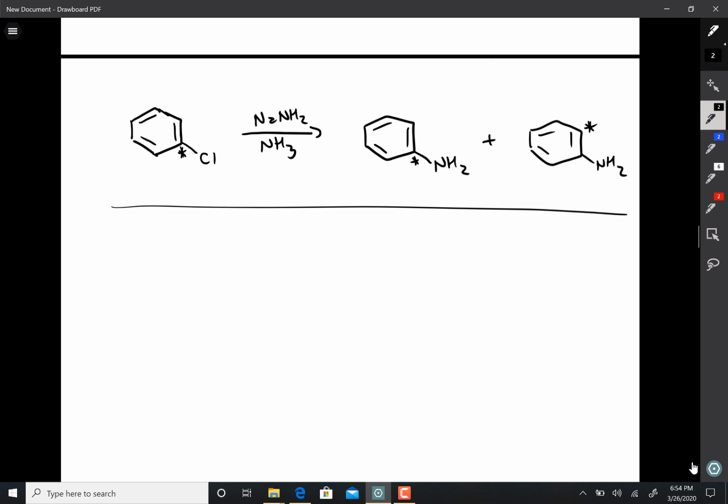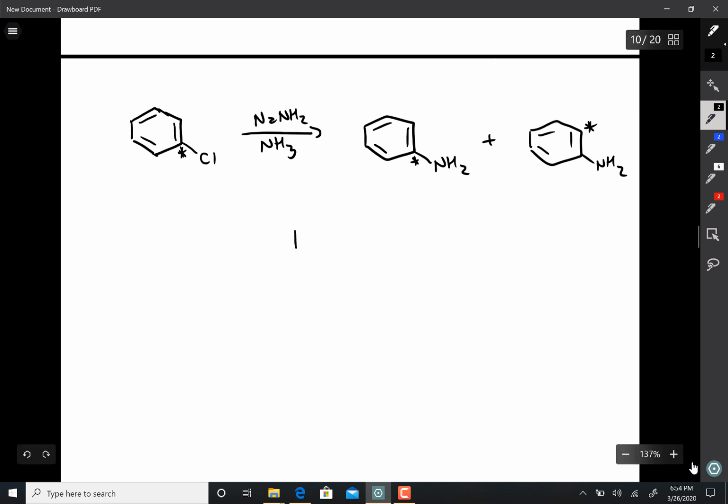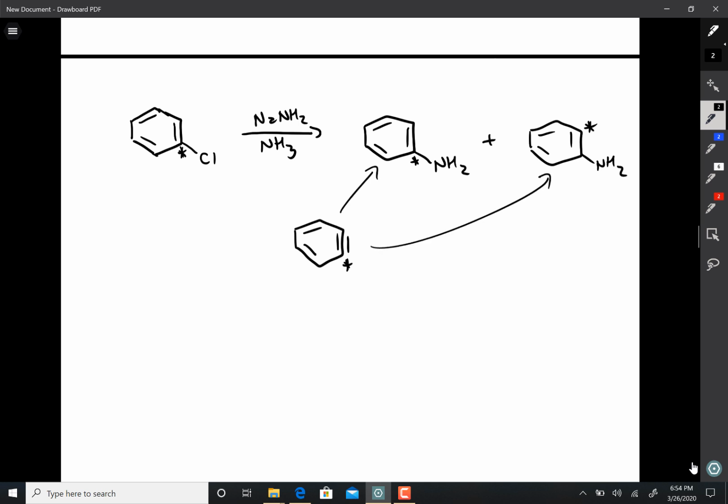Of course, both of these came from this benzyne. If it attacks on the same carbon-13, you get that. If it attacks from down below, from this side, you get the other one. Okay, that's all I have.